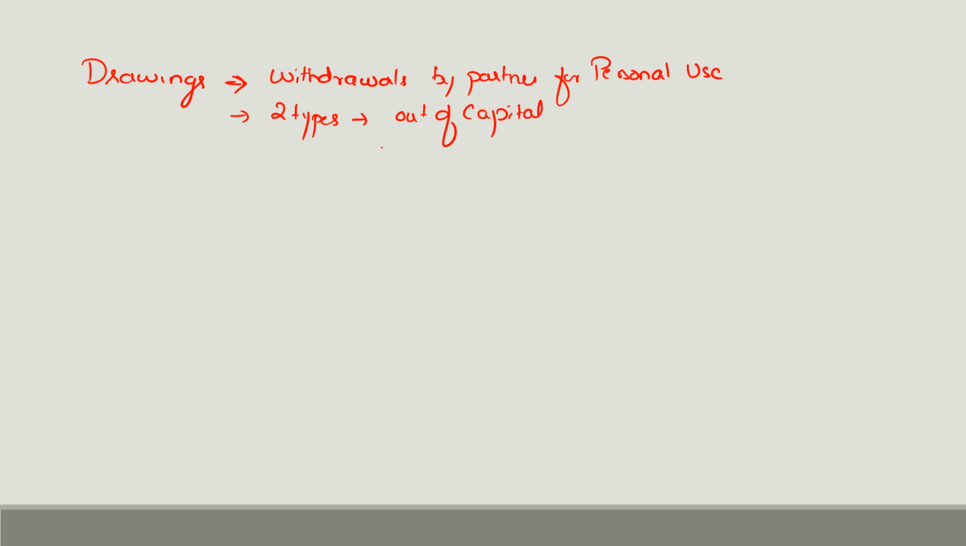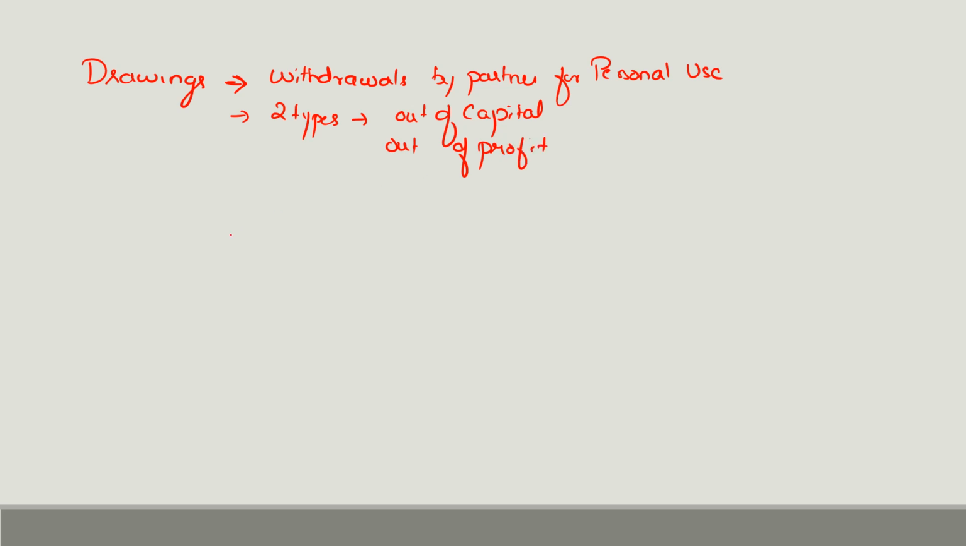Drawings are nothing but withdrawals by the partner for personal use. So we are segregating the firm and the partner and treating the business as a separate entity. So whatever is being withdrawn for the personal use, we call it as drawings. Now basically there are two types of drawings that you will encounter. One which is out of capital and the other one is out of profits.